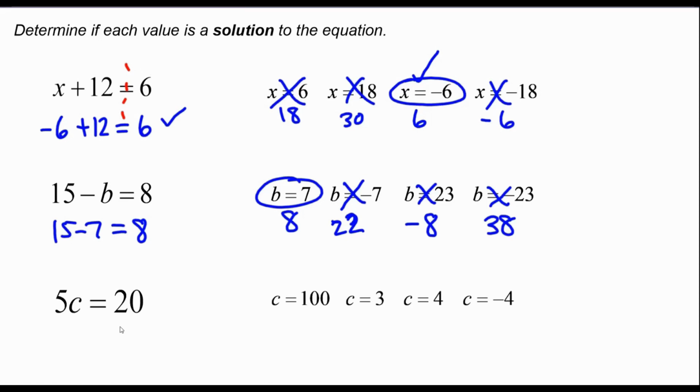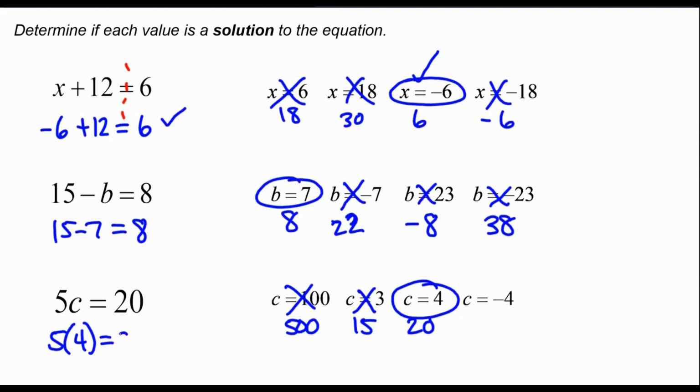Here we have 5 times c equals 20. Find the solution. If c is 100, 5 times 100 is 500, and that is not 20. If we have 3, 5 times 3 is 15, which is not 20. If c equals 4, 5 times 4 is 20. That is the solution. 5 times 4 is equal to 20. That is the solution to the equation. And then the last one, if you put negative 4 in there, you get negative 20, which is not 20. So that one is not a solution either. So again, we're finding the value that makes the statement true.